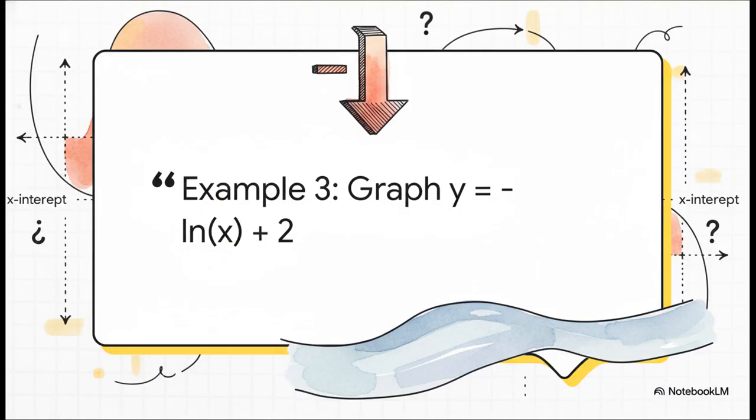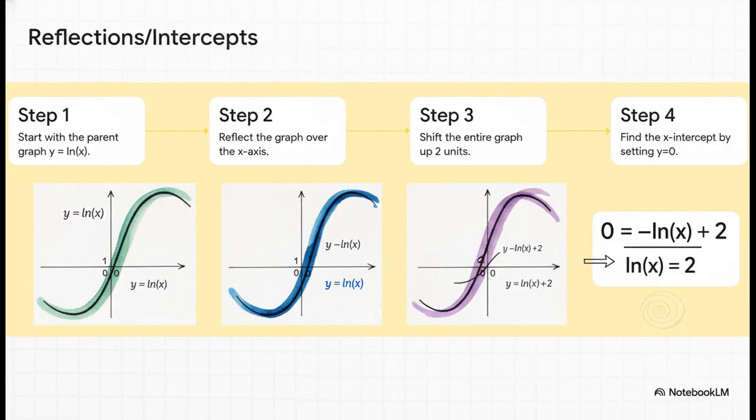See that negative sign out front? That's going to flip the whole thing upside down. We also need to figure out exactly where the new x-intercept is. Let's just take it one step at a time.